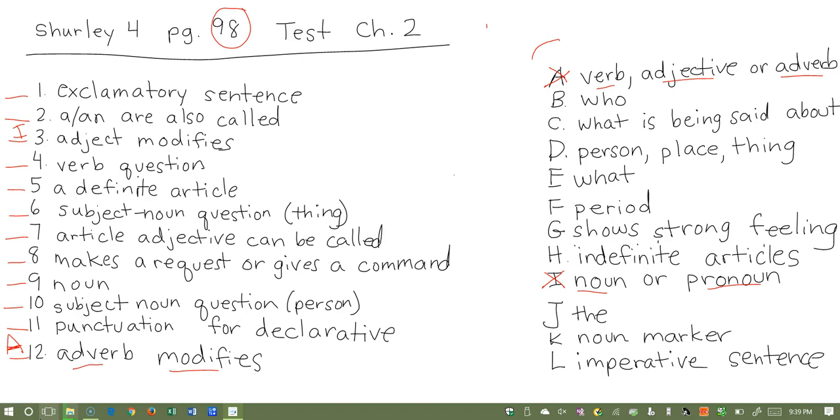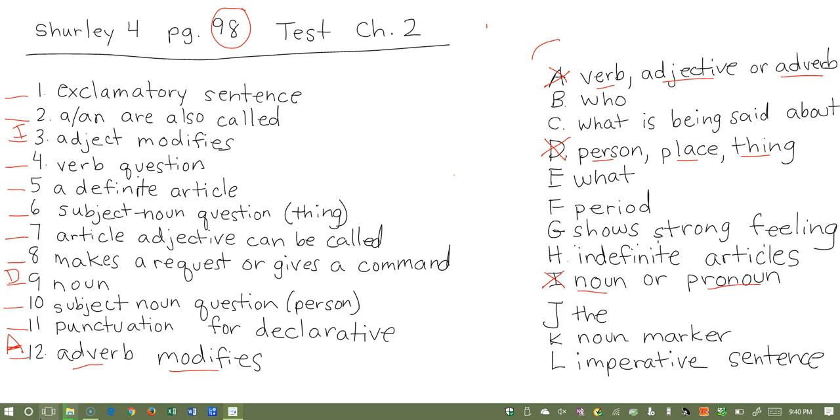Ooh, I know this one. Person, place, thing. This little floating name names a person, place, or thing. What is that? Okay, you're right. That would be a noun. This little noun floating around names a person, place, or thing. Okay, we get to cross off another one. All right, now let's look through here.